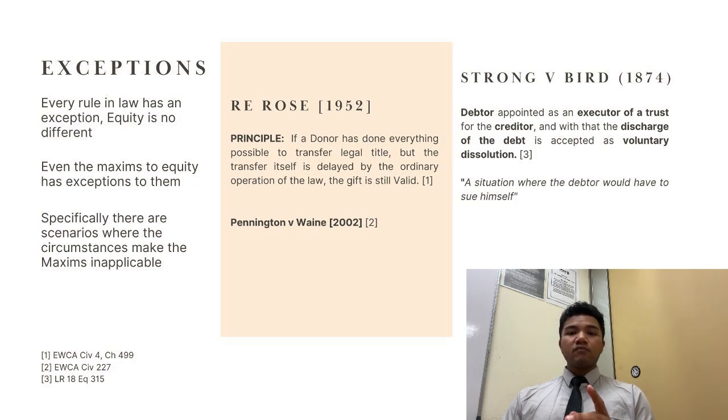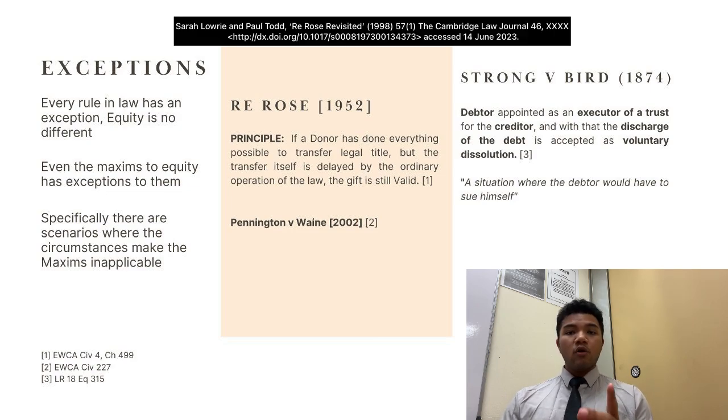Fortunately, the maxims themselves also have their own exceptions. The first one is the case of Rose, 1952, where a donor has done everything possible to transfer legal title, but the transfer is delayed by the ordinary operations of the law; the gift is still valid. Simply put, the maxim does not apply if the necessities are done to transfer, but the transfer itself has yet to happen. The gift is valid irrespective of the circumstances.